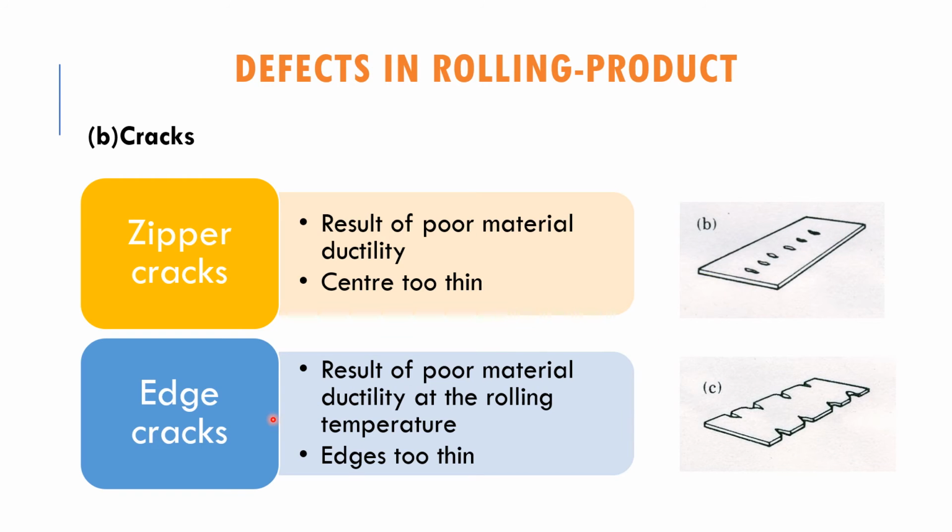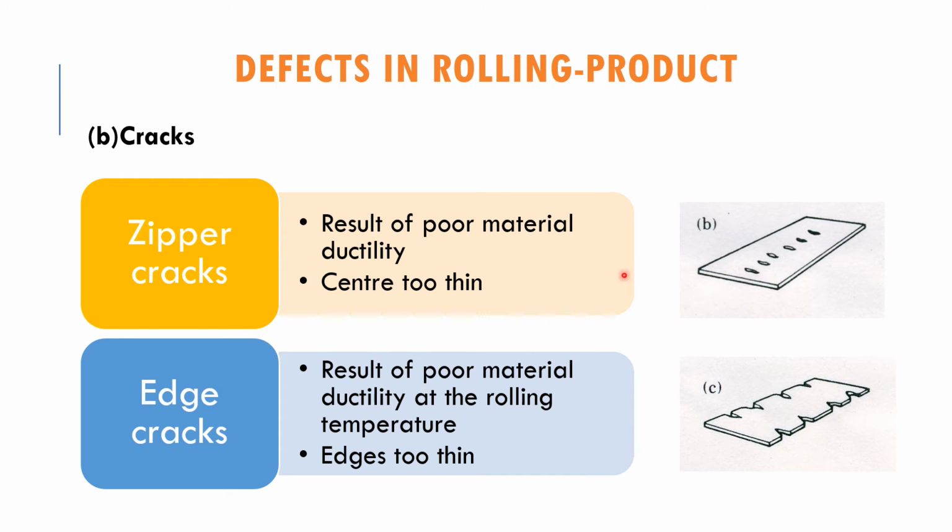The next one is the edge crack. This results from poor material ductility also, and also from the rolling temperature. For example, most probably the material is not ductile enough for the rolling process, so we have to change the process, where we have to increase the temperature or perform it as a hot rolling process. Other than that, it might be because the edges are too thin compared to the center.